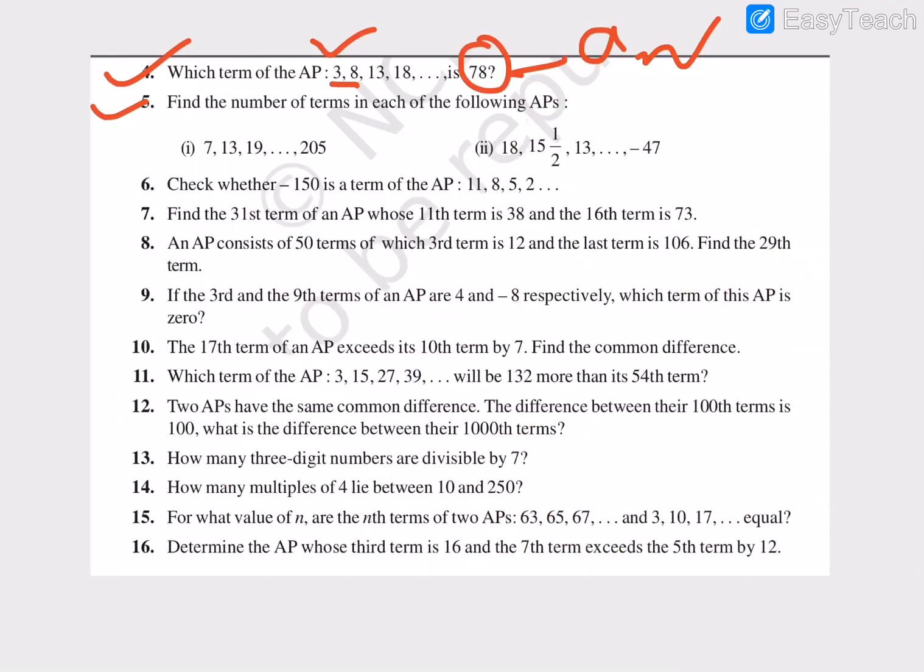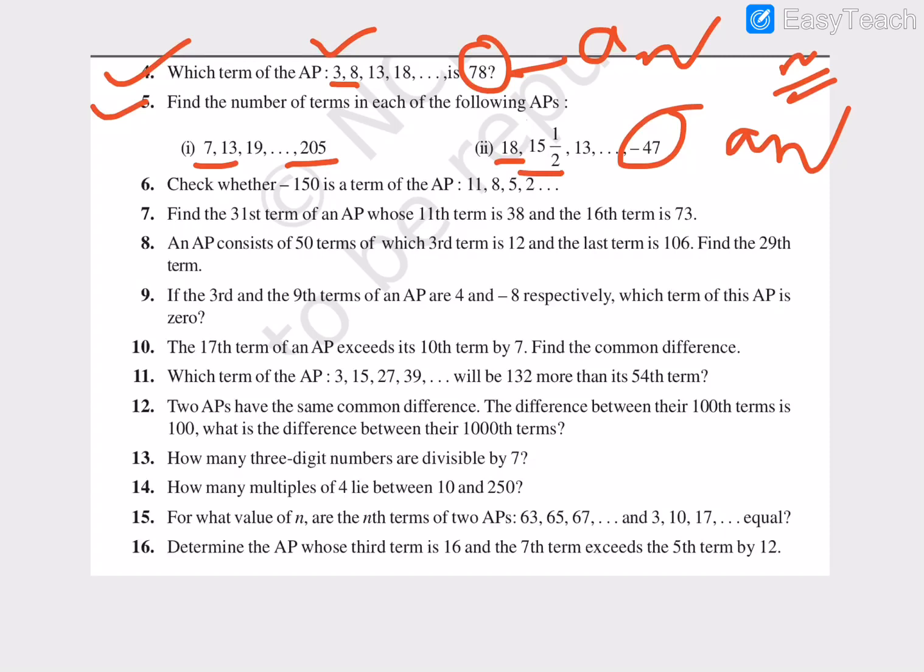Similarly, in this question we have an, and a and d can be taken out of these values. 13 minus 7 is d, and 7 is a. So similarly here we have the first term, and we can find out the d value, and this is an, that is the nth term, and all you need to find out is n.